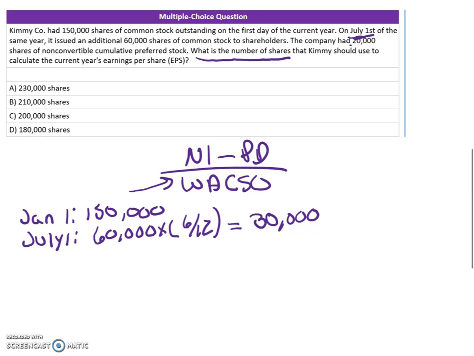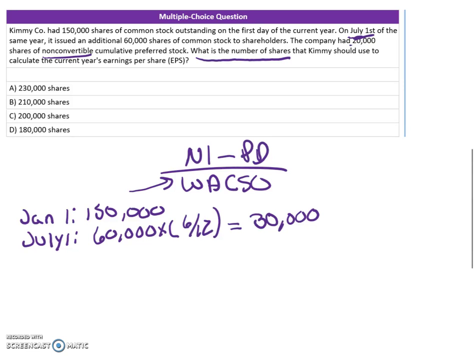Final thing we are going to consider is the preferred stock. Are we going to be converting the preferred stock into common shares? And the answer is no. And why is that? It's because we have non-convertible cumulative preferred stock. Non-convertible being your key word there. We're not going to be converting those into common stock.